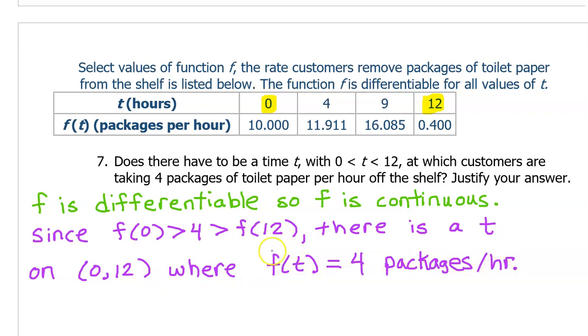This is the intermediate value theorem at work, but we can make this statement without actually naming the intermediate value theorem. Remember, the fact that f is continuous is a prerequisite for using the intermediate value theorem. So you must say f is differentiable, so f is continuous, to get full credit.